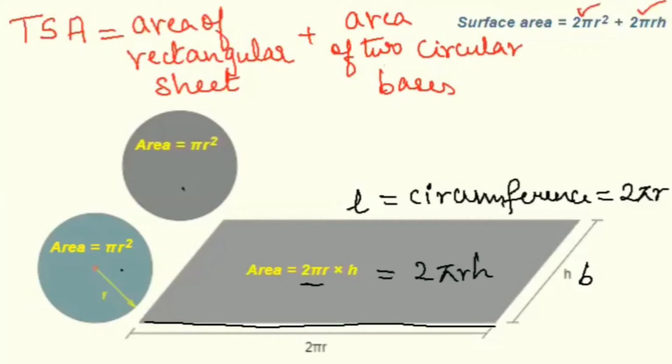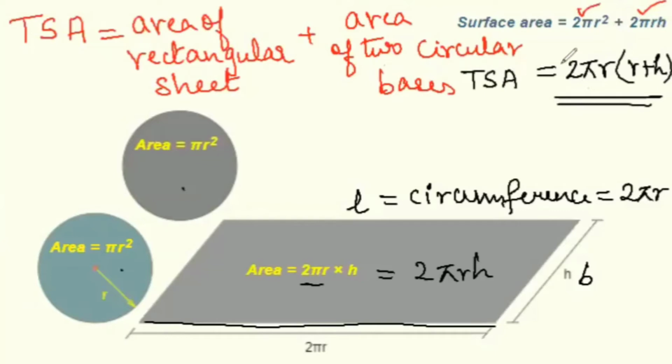r square. Okay, simplifying this further, if we take 2 times common from it, pi common in both the terms, r common in both the terms, so we are just left with r plus h. And this is our total surface area, that is TSA.